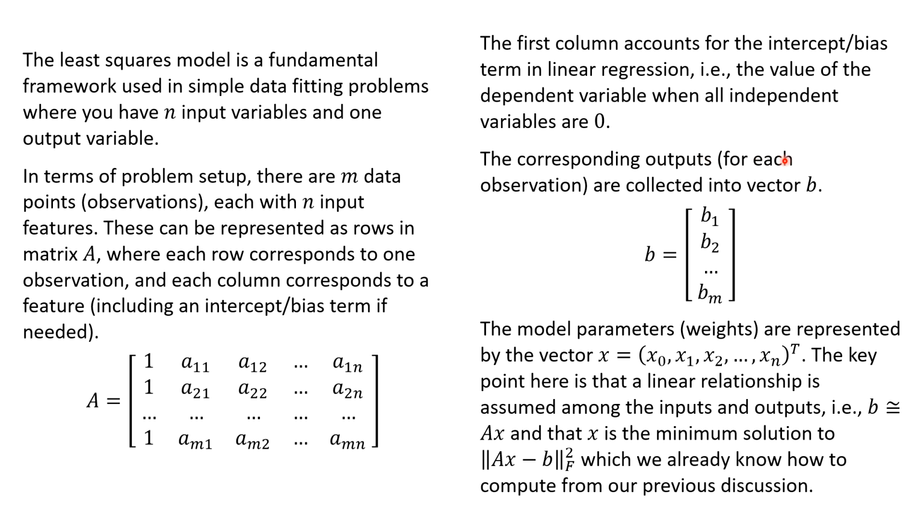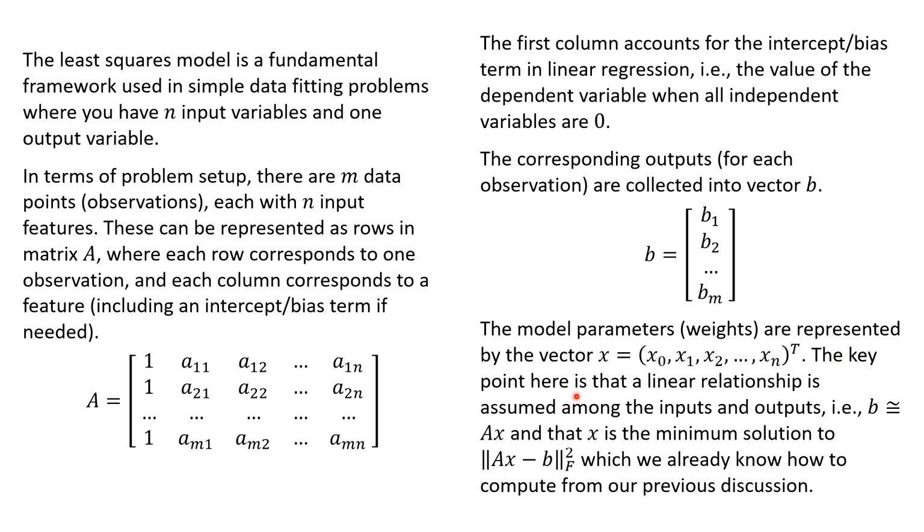Then the corresponding output is in a vector b. So using our house example, if you had this observation here with these different features in the house, then b1 would be the resulting price from that observation. The model parameters, weights, are represented by the vector x. That's multiplied times A, as you might expect. We're building up to this Ax equals b.